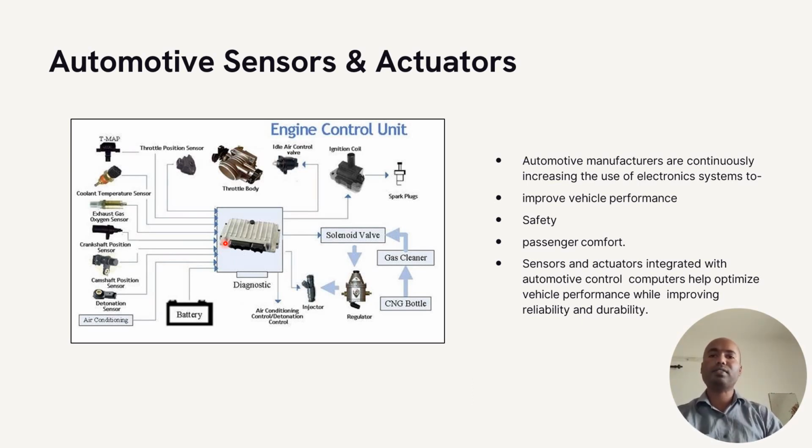The automotive manufacturers are continuously increasing the use of electronic systems to improve vehicle performance as well as safety as well as passenger comfort. Sensors and actuators integrated with the automotive control computers help to optimize vehicle performance while improving reliability as well as durability. With the help of these things, we can improve the reliability of the product and the accuracy of the component also. So we are able to adjust and modify all those things, and we can get accurate data as fast as possible.